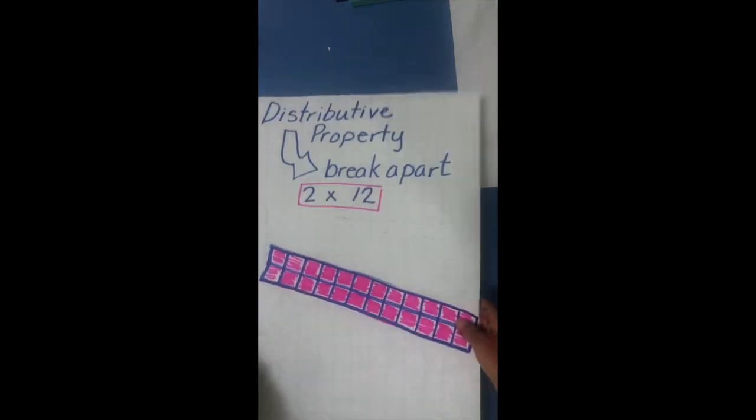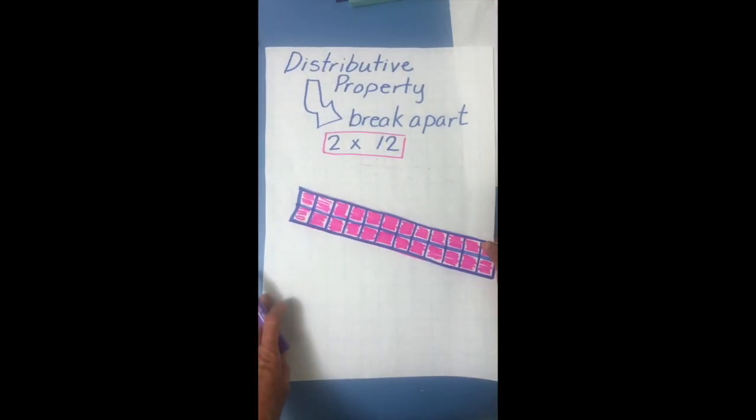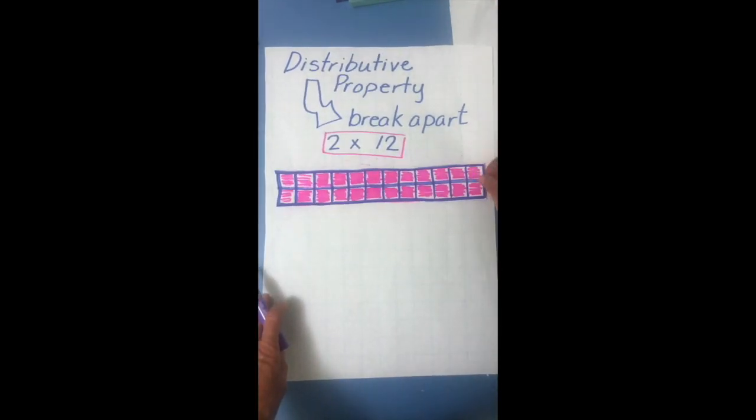Now let's go to the next property. The next property is called the distributive property. Now, the distributive property means to break apart.